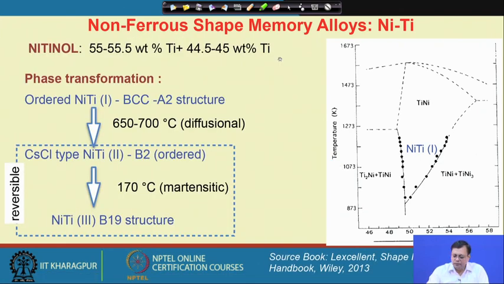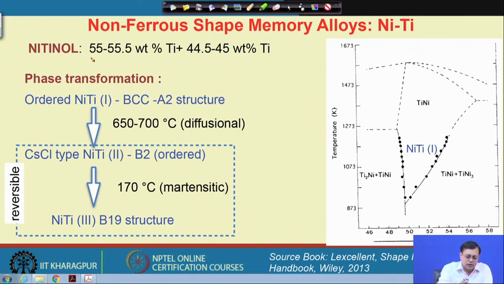Mostly people prefer nitinol, which was discovered quite a long time ago. It has a very limited composition range. People exploit the properties at 44.5 to 45 percentage of titanium, and 50% of the rest of the component. Sorry, here it should be the nickel.